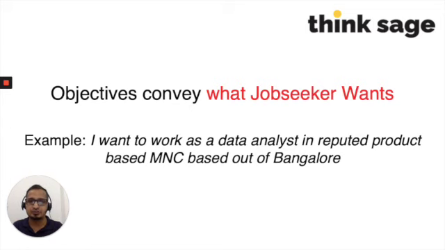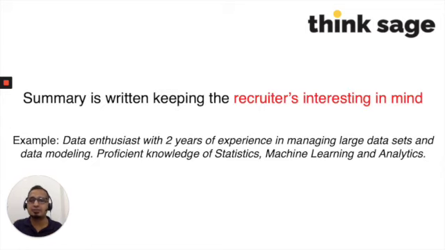So the second piece is your summary, because a summary is written keeping in mind what a recruiter is actually looking at. The same objective can be translated into this kind of summary: Data enthusiast with 2 years of experience in managing large data sets and data modeling. Proficient knowledge of statistics, machine learning and analytics. This basically tells me that he is a candidate who wants to get into data science. I am someone who is offering a job in data science. Let's look at whether we should accept or reject his or her resume.